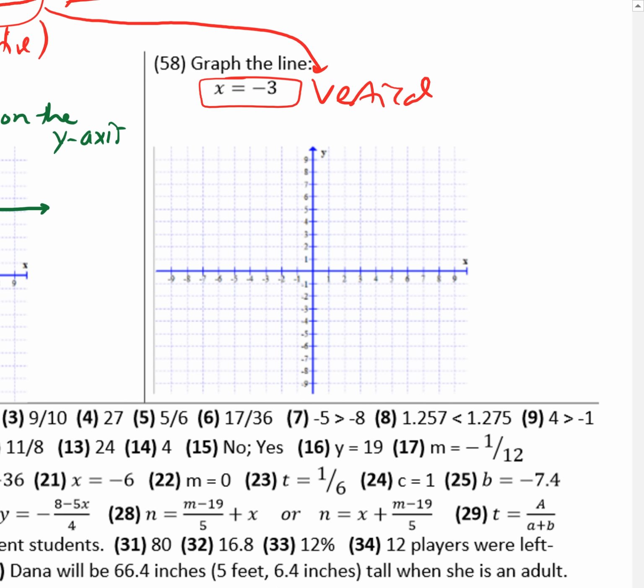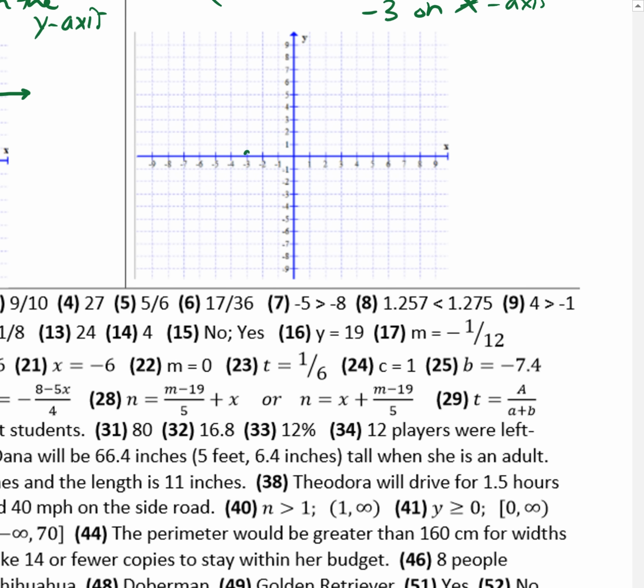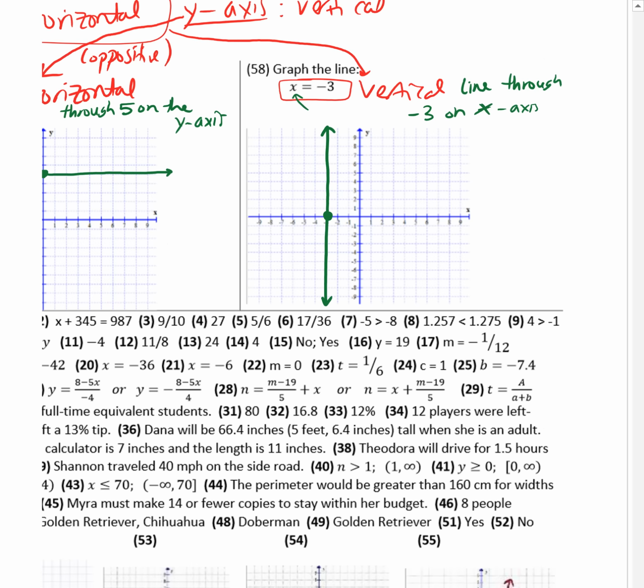And the last one, x equals negative 3, that's a vertical line through that number, negative 3, on the x-axis. So I just find negative 3 on the x-axis, it's here, and then draw a vertical line. We did it, you guys!